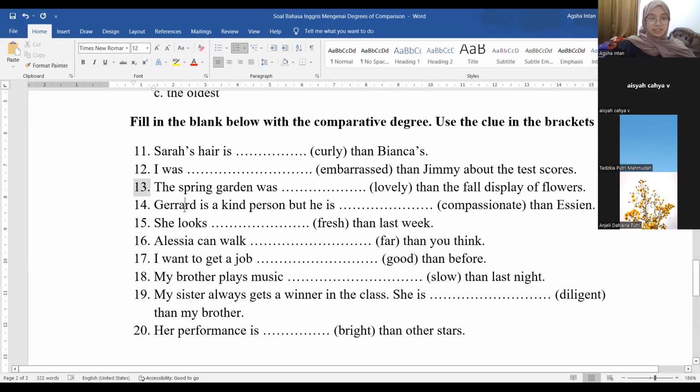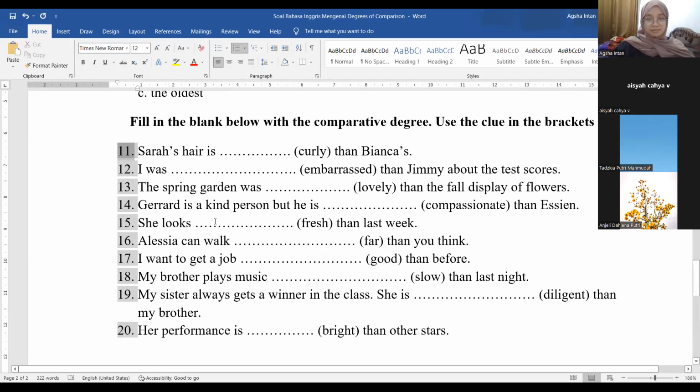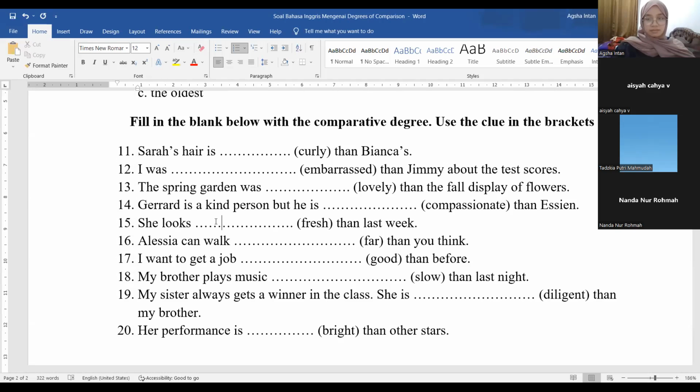Answer number 13 and 14, please. Hello, Taskia, are you still with me? Oh, is she going to the toilet? Yeah, maybe she is. How about you, Nanda? Can you hear me, Nanda? Yes, Miss. Right. Please, number 13 and 14.